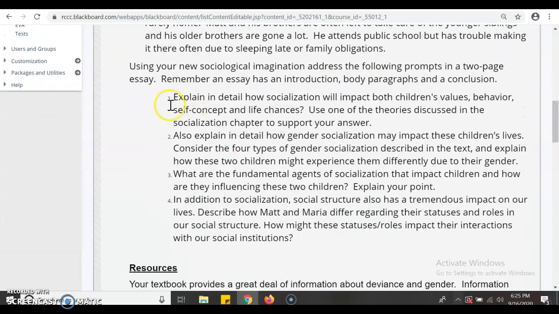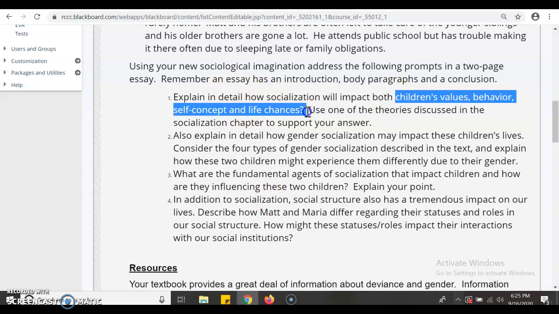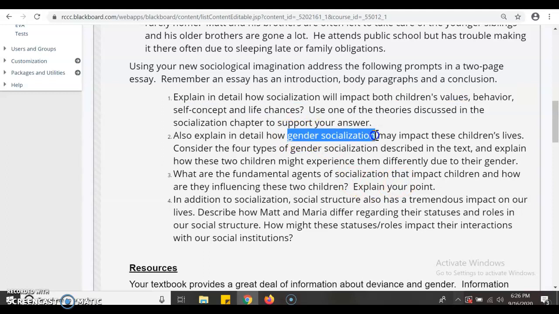So now what you're to do is to think about these 4 questions. So think about how socialization will impact both children's values, behaviors, self-concepts, and life chances. So in your book, it discusses different explanations for how we develop that talk specifically about self-concept. So maybe you want to think about the looking glass self. So this is the way that we perceive ourselves off the opinions of others. You can also think about taking the other, so that's Mead's theory. Think about the role models in each of their lives, and how might that affect what they see themselves as they grow up. I also think it helps you to think about gender socialization. So one of the interesting parts here is that Matt is a caretaker, which is not something you often see for young, 10-year-old boys. So that might be interesting as well.